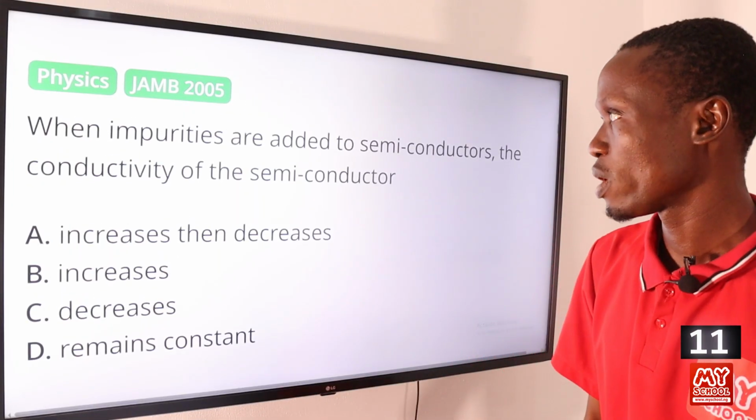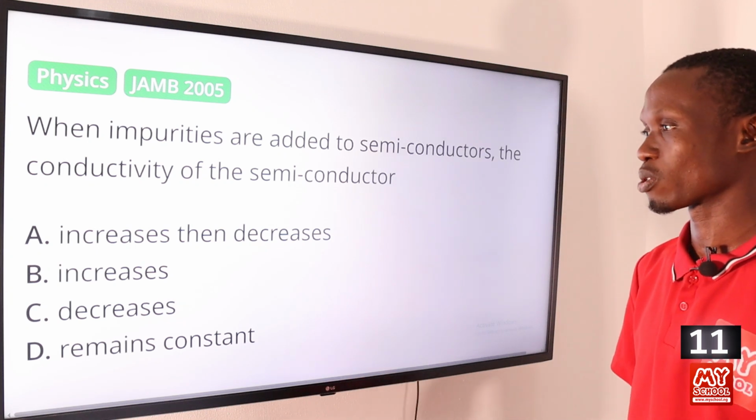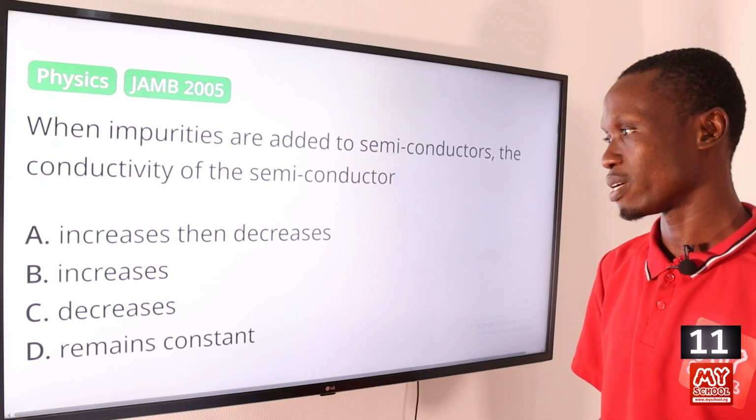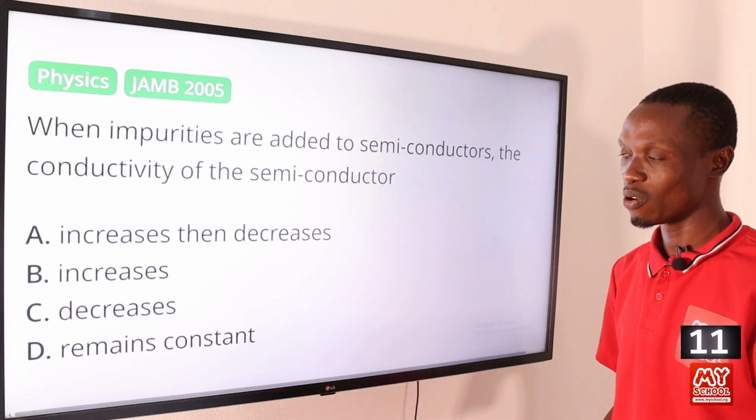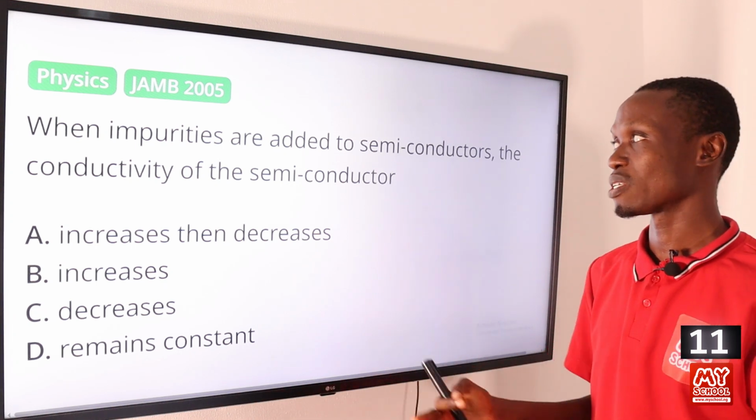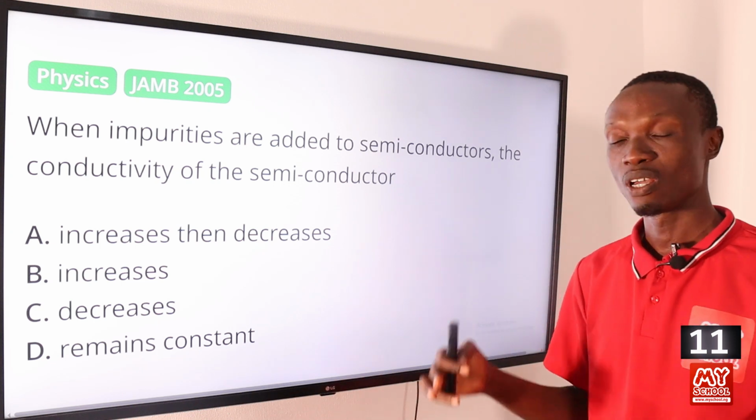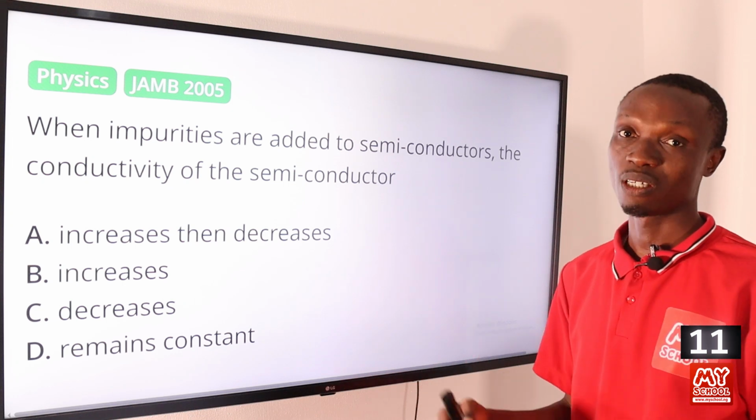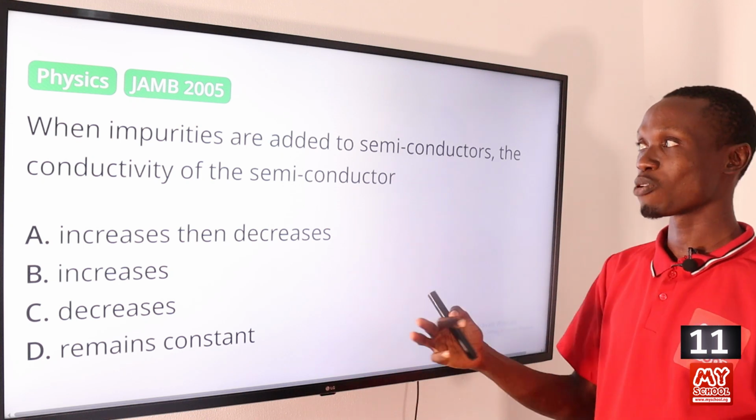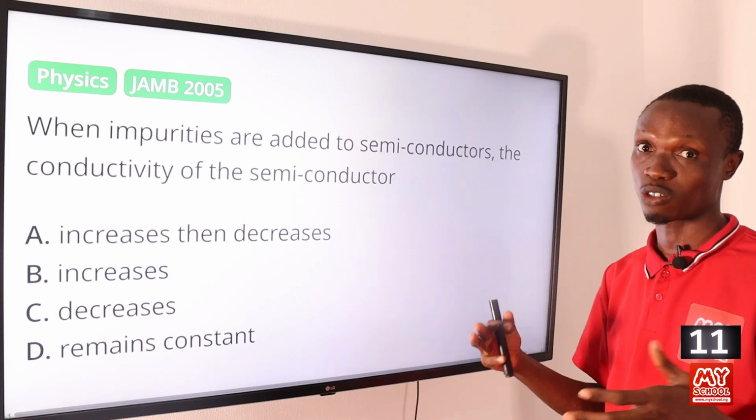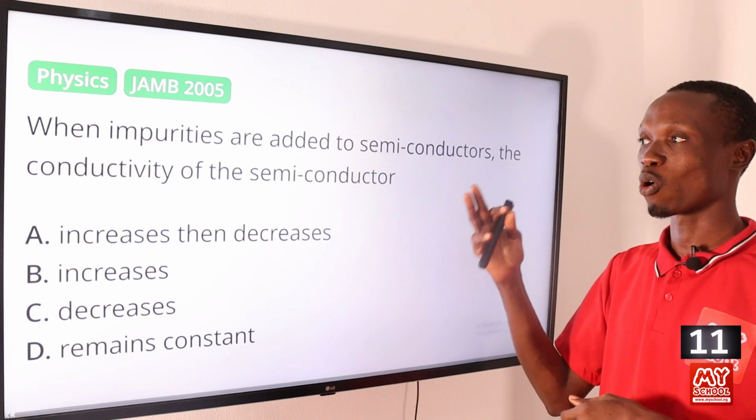Question 11. When impurities are added to semiconductors, the conductivity of the semiconductor: A, increases then decreases; B, increases; C, decreases; and D, remains constant. So when impurities are added to a semiconductor, it's actually called doping. And the essence of doping is because you want to improve the electrical conductivity of the semiconductor material. So when impurities are added to a semiconductor, what you are trying to achieve is to increase the conductivity of the semiconductor material.